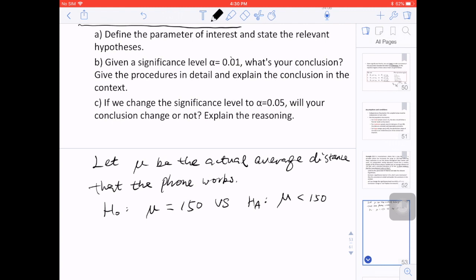Okay, if it's larger than this range, then people can use it, right? So the purpose is to use it. So my alternative hypothesis is mu is smaller than this one, so they cannot use it. Okay, so this is my hypothesis.